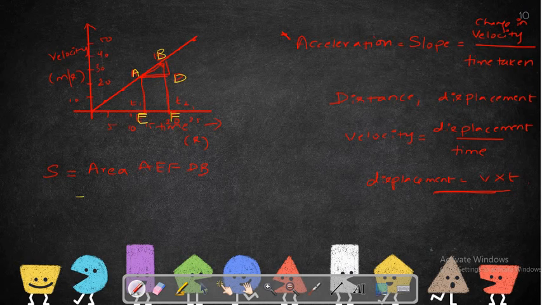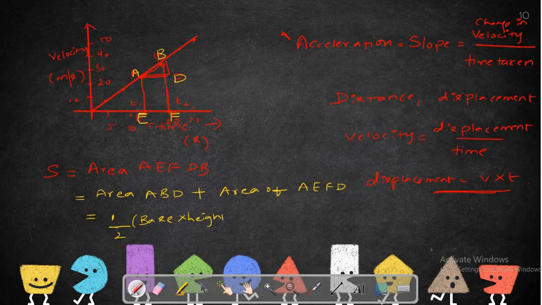Then how I can split that area: as the area of the triangle A B D plus the area of the rectangle. What is that rectangle? A E F D. Then what is the area of the triangle? That is half into base into height, right? That is the formula for the area of the triangle. And what is the formula for the rectangle? That is length into breadth. I will write first as length into breadth.